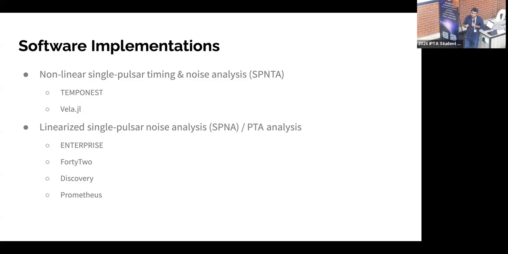The second way, and the more computationally efficient way, is to take the linearized timing model. This is sometimes called SPNA, and there are various packages: Enterprise, PTMCMC. Discovery and Prometheus were developed recently, and they support GPU acceleration. So they are very, very efficient.